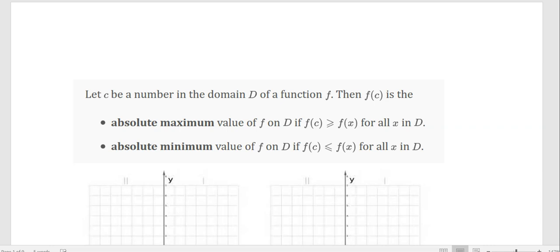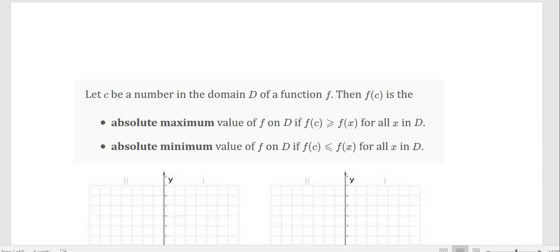Okay, so what we want to do is talk a little bit about absolute maximums, minimums, and relative maximums. We're not going to do a whole lot of heavy lifting with equations and stuff like that. I just want you to get a general idea of what they are, right?